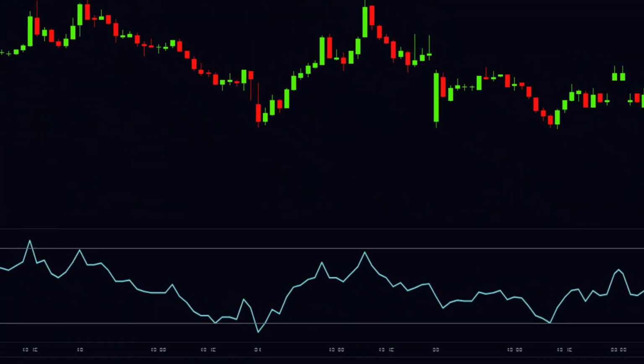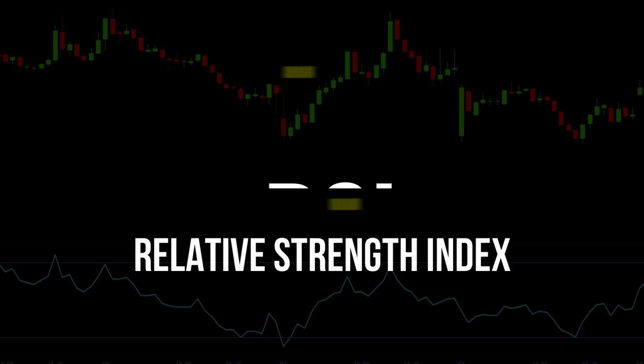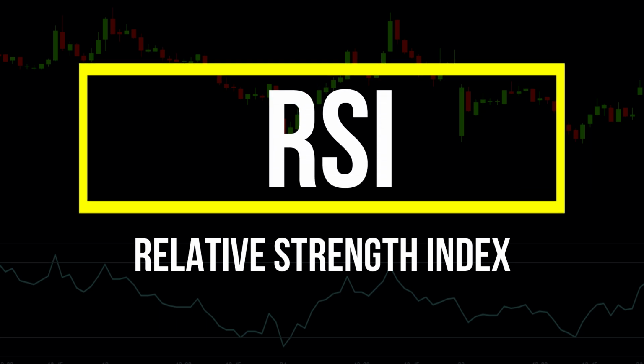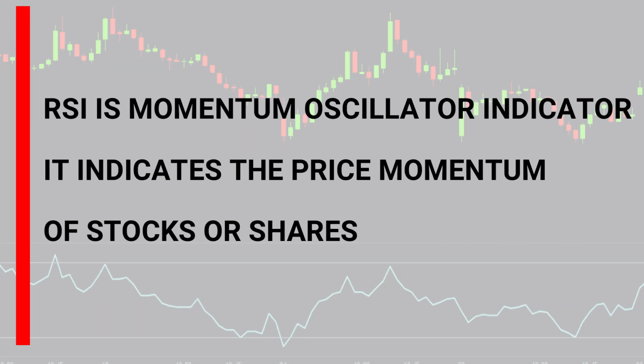Now let's understand our second indicator, which is the RSI indicator. The full form of RSI is Relative Strength Index. RSI is a momentum oscillator indicator. It indicates the price momentum of stocks or shares.